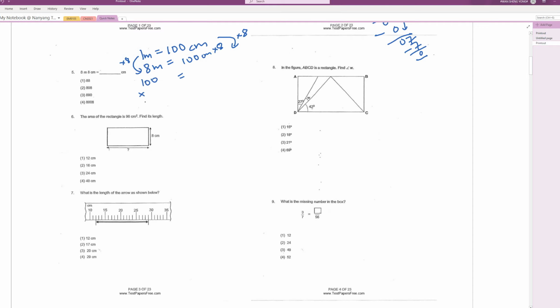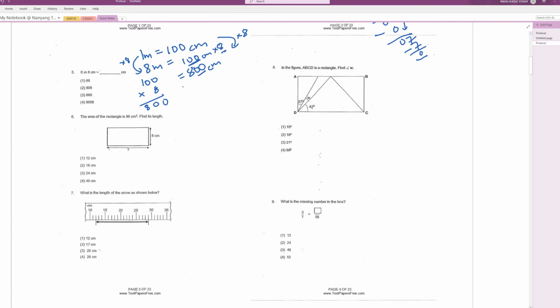100 multiplied by 8. 0 times 8 is 0. 0 times 8 again is 0. 1 times 8 is 8. Alright, so 8 meter is actually equals to 800 centimeter. Alright, so some of you might know actually there is a shortcut. So when we multiply a number by 100, as there are 2 zeros in 100, we just simply add 2 zeros behind the number we are multiplying with.